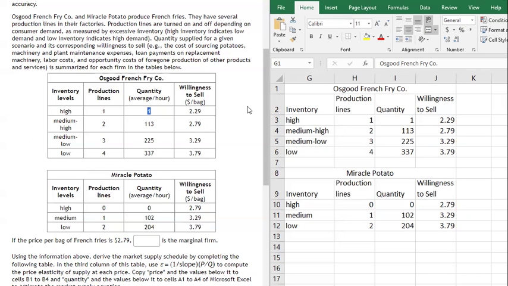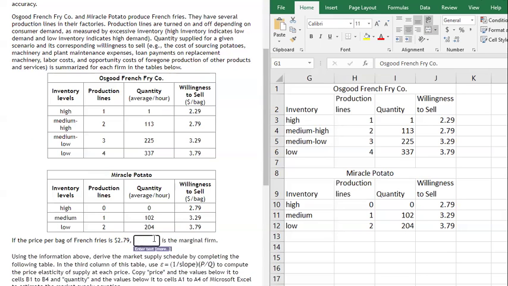So maybe they're painting or something to that effect, right? So they want to keep their most senior employees happy, and they keep them employed. Now, Miracle Potato, on the other hand, when the price is $2.79, they just shut down everything and people go home, right? They have 0 production lines, 0 quantity. So at $2.79, Osgood French Fry Company is obviously not the marginal firm, right? Because they'll operate at even lower prices. So we have to assume that Miracle Potato, when the price gets to $2.79, is indifferent. And what they do is they just shut everything down.